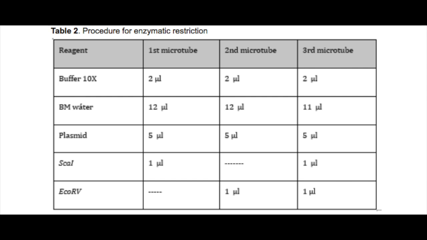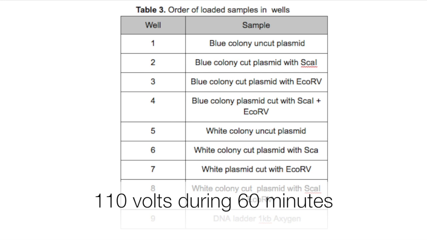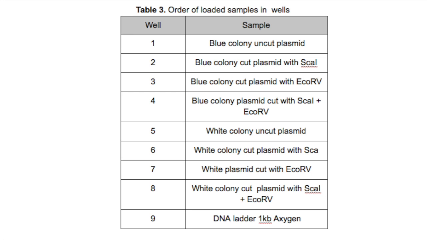Place all reactants needed in a 0.6 milliliter microtube for performing a 20 microliter total volume enzymatic restriction reaction with the adequate restriction enzymes. After 6 enzymatic restriction reactions were prepared, microtubes must be incubated for 1 hour at an adequate temperature, depending on the optimum temperature of the enzyme. An electrophoresis gel was prepared and run with the conditions shown on screen. In the following table, it can be seen which sample was loaded in which well.